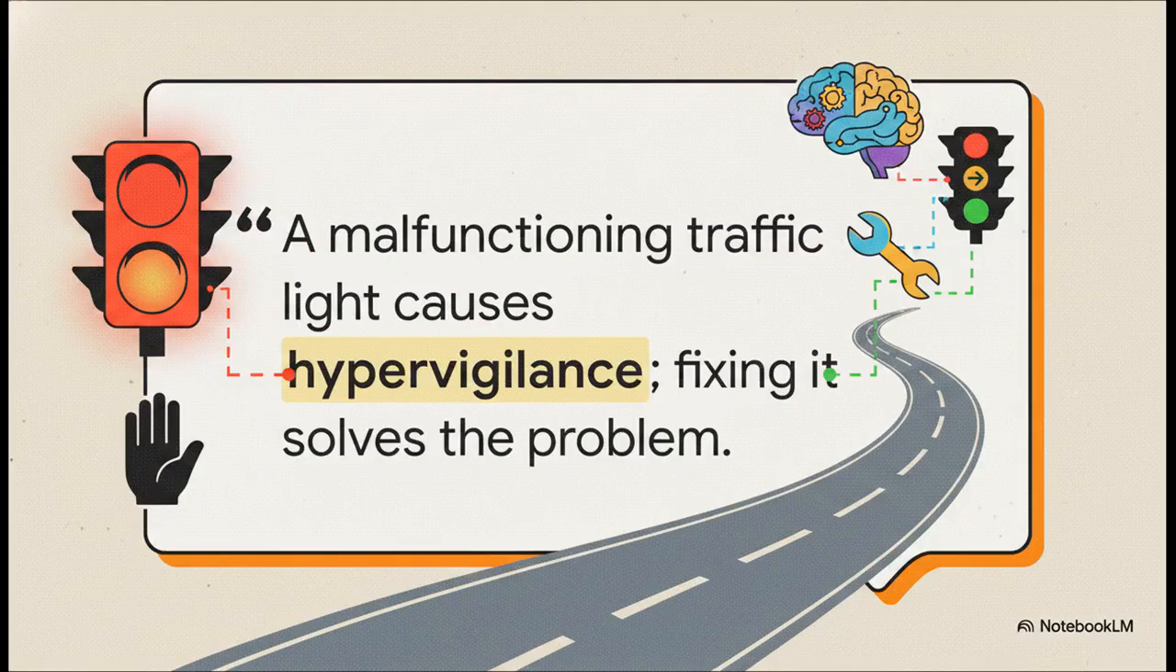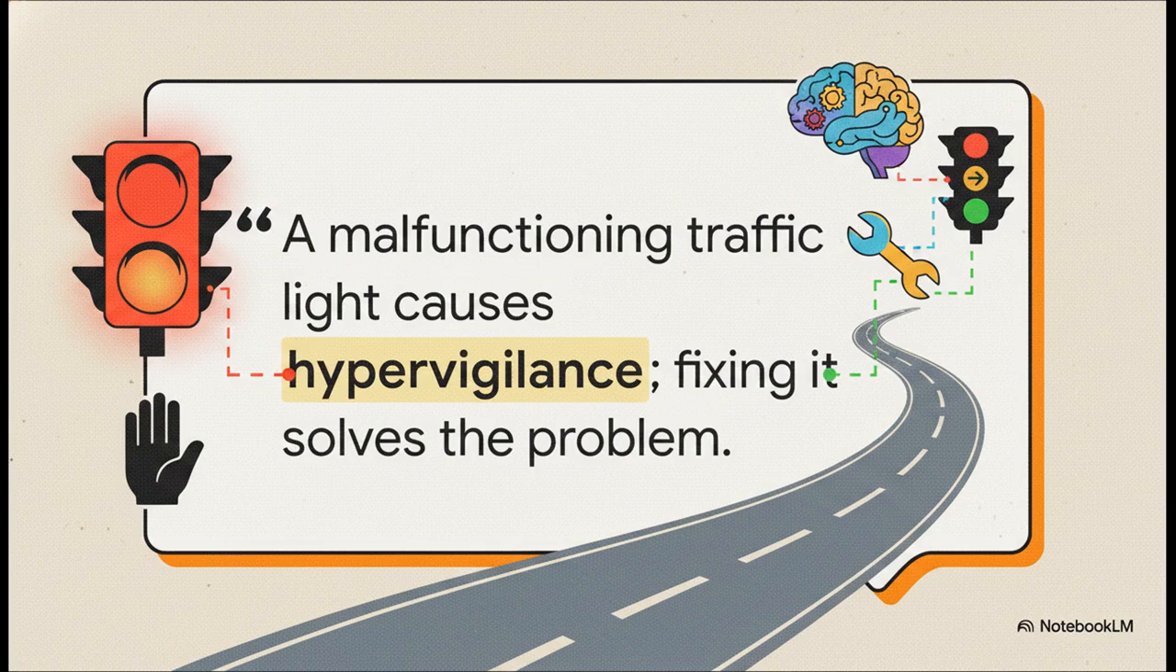To really drive this home for them, use the traffic light analogy. It's like a malfunctioning red traffic light on a perfectly safe, completely open road. That red light causes hypervigilance and stops traffic, even though the road is totally clear. Fixing the light solves the problem.